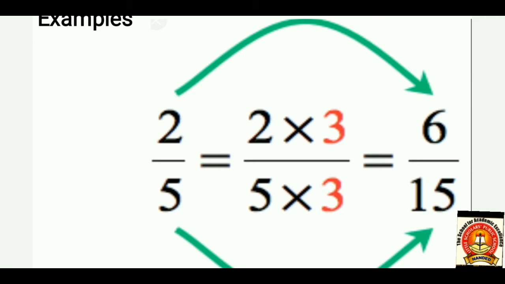6 upon 15. 6 upon 15 is again going to reduce, and again we will get 2 upon 5. So the green arrow shown here, 2 upon 5 is equal to 6 upon 15, are equivalent fractions. This is just one example. You can make infinite equivalent fractions.